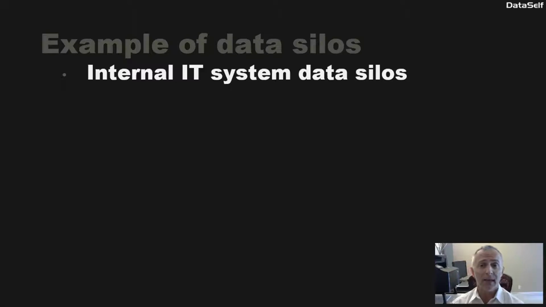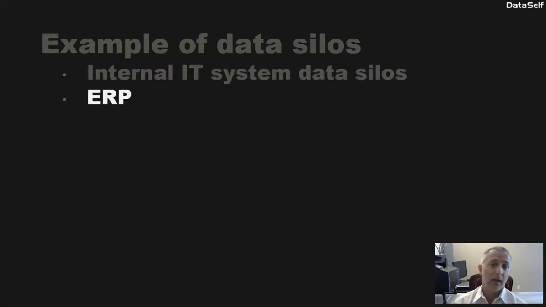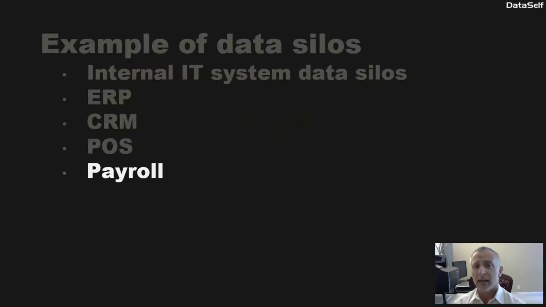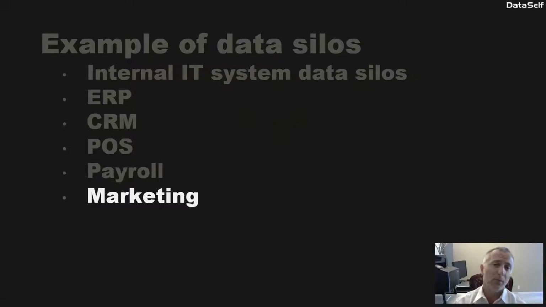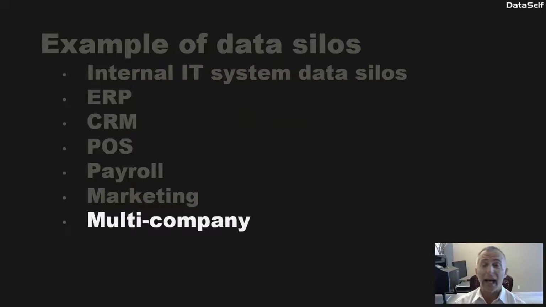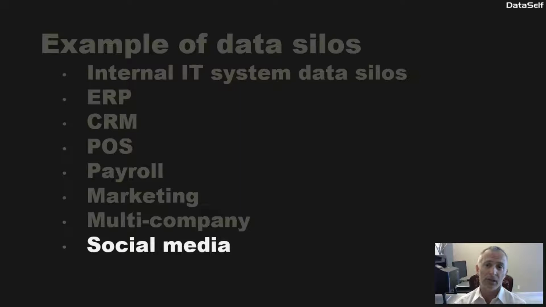Overall, organizations nowadays have several data silos. They usually have an ERP, or enterprise resource planning system. They might have a CRM system for customer relationship management. They might have point of sales, independent payroll systems, marketing tools. They might have multiple companies. Many organizations have acquired other organizations over time, and they have different systems, and you need to bring and consolidate all the financials and all the transactions together. You might have social media and other data sources.